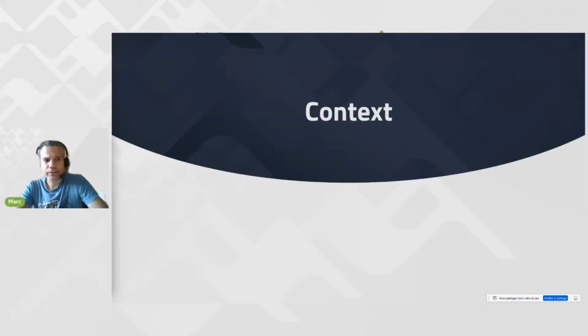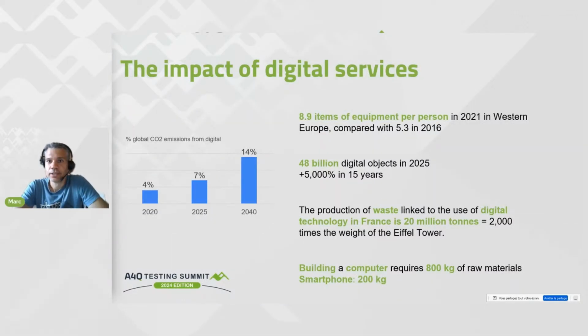So let's talk about the context, the impact of digital services. Digital services have a huge impact on the environment. It's not because it doesn't seem material that it's not material. People have on average 9 items of equipment in Western Europe. That's a lot, and that's much more than 10 years ago. People are consuming 1 ton on average of raw materials.